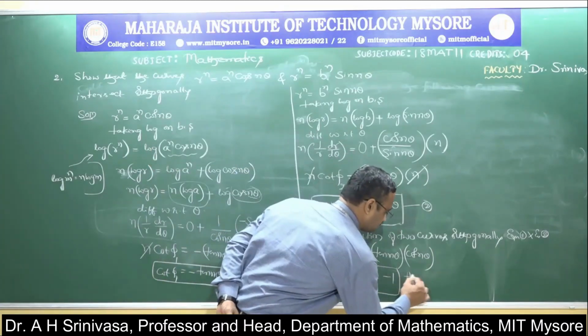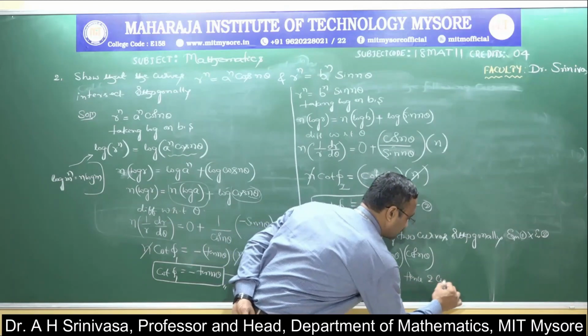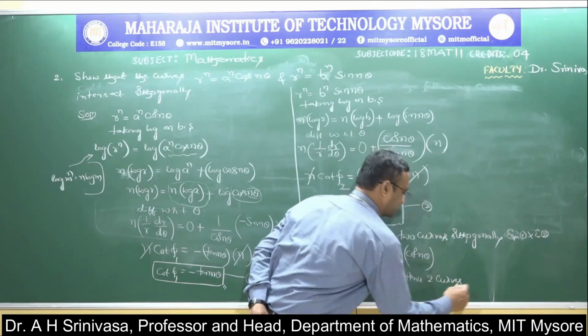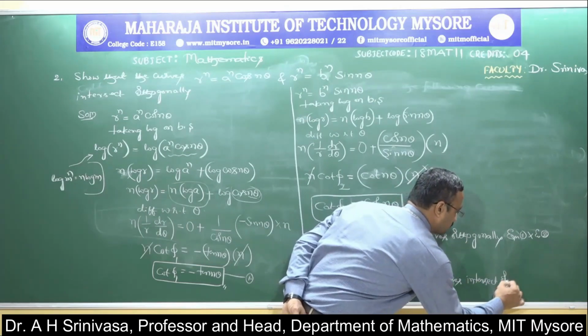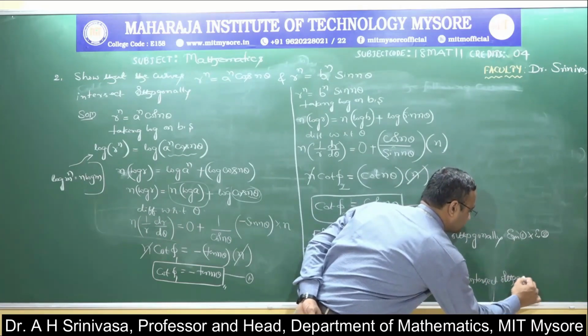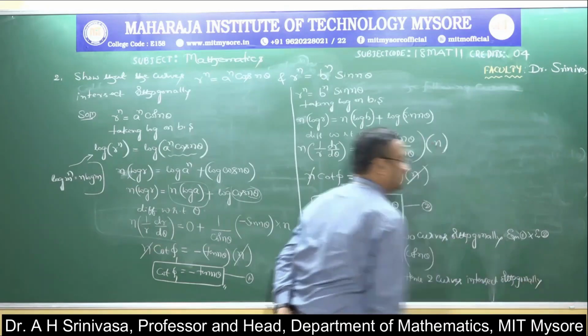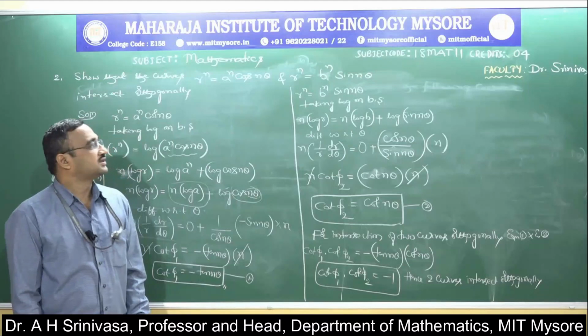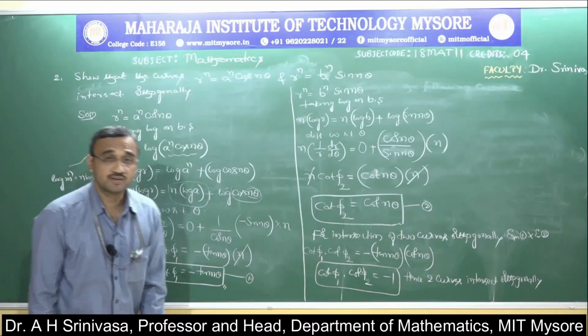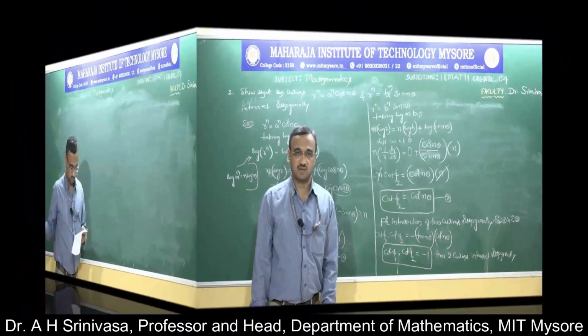Hence the two curves intersect orthogonally. So this is the complete procedure to solve these types of problems, to show that two curves intersect orthogonally.